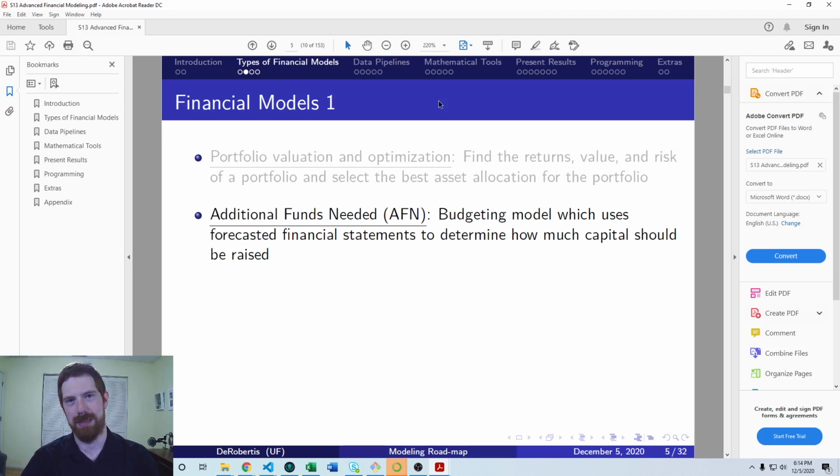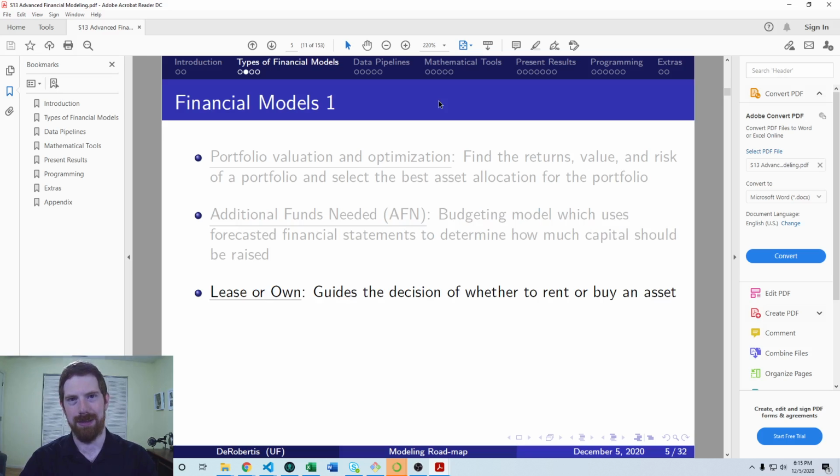Then we have additional funds needed models. So this is about trying to forecast how much money, how much capital the company is going to need to raise in order to satisfy operations in the next period. So we actually already in the original course covered a lot of what we need here, because in order to do the DCF model, we had to learn how to work with the financial statements and forecast the financial statements. And that's exactly what you're doing here as well. You're going to forecast the financial statements, and then you are determining, based upon that, how much cash you're going to need to raise through either debt or equity. So not too much of an extension beyond what we've already done there, but it is a common class of models.